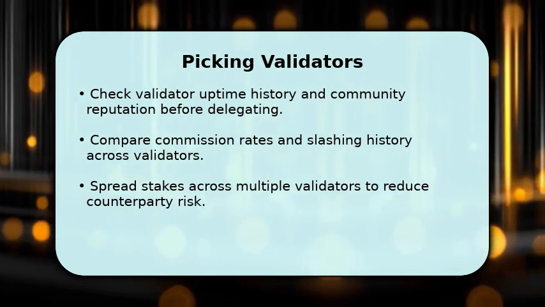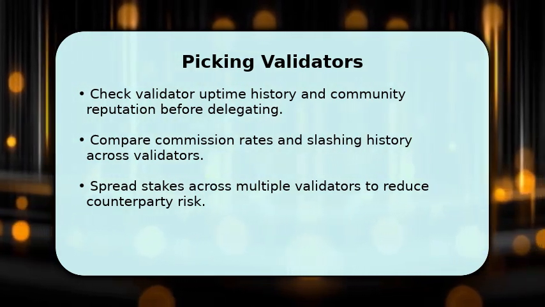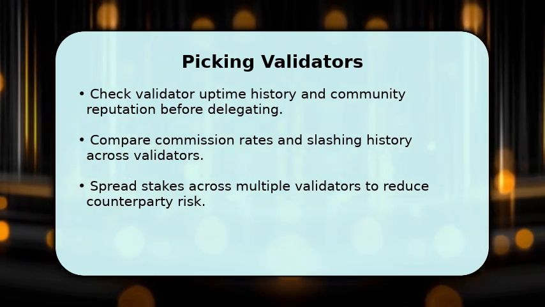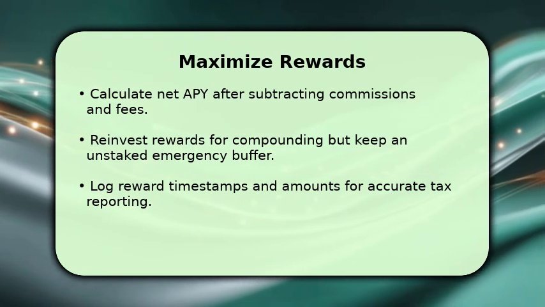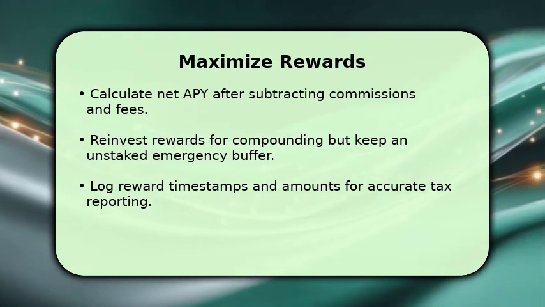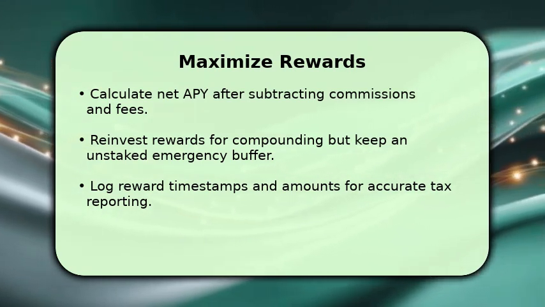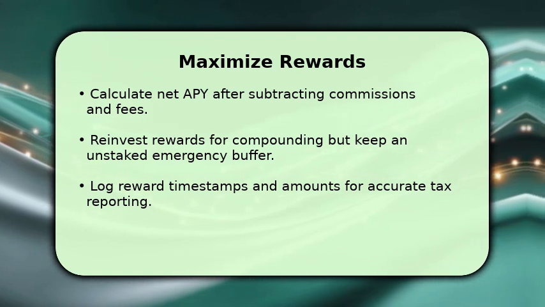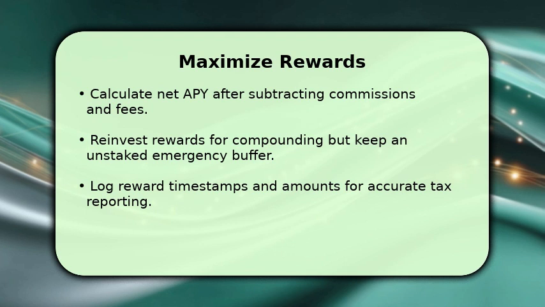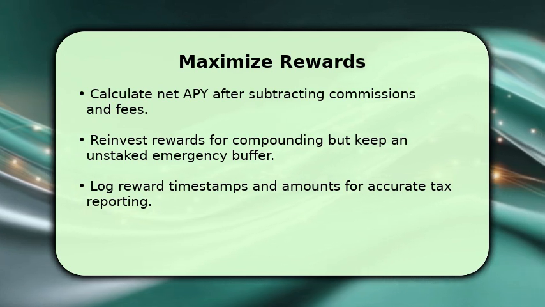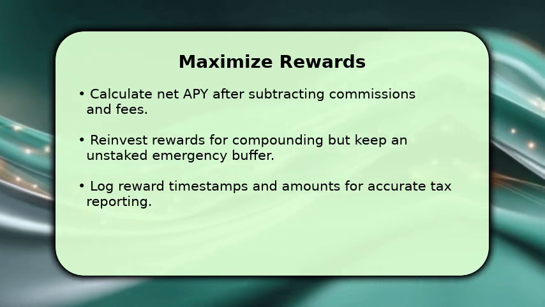Watch for sudden spikes in uptime changes, and prefer validators with community governance participation. Estimate net returns by subtracting validator commission and fees from published APY, and factor in lockup periods to model liquidity needs. Reinvest rewards regularly to harness compounding, but keep an emergency unstaked buffer to handle volatility and market moves.